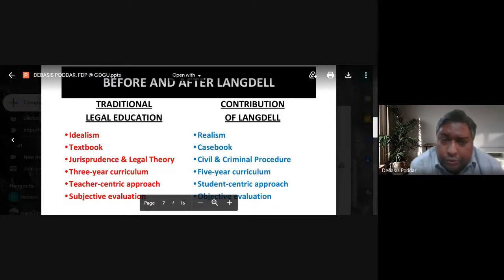Thereafter, another shift is from jurisprudence and legal theory to civil and criminal procedure, because Langdell was basically a professional lawyer turned academician. He entered the legal academy at a late age. So he shared his early experience of how students of law struggle in real courtroom situations: they are taught jurisprudence and legal theory, and they struggle with cases and the intricate tools and techniques of civil procedure and criminal procedure. So the thrust shifted from theory to practice, from jurisprudence to civil and criminal procedure.